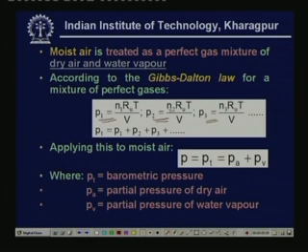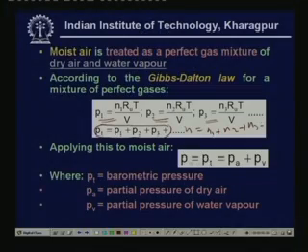When you apply this and the conservation of number of molecules, that means N = N1 + N2 + N3 and so on, you finally find that the total pressure PT is the summation of the individual pressures: PT = P1 + P2 + P3 and so on, where P1, P2, P3 are the partial pressures exerted by the individual gases. When you apply this Gibbs-Dalton law to moist air, in our case we have only two gases, dry air and water vapor, both assumed to behave as perfect gases. So the total pressure or the barometric pressure PT is equal to Pa plus Pv, where Pa is the partial pressure of dry air and Pv is the partial pressure of water vapor.